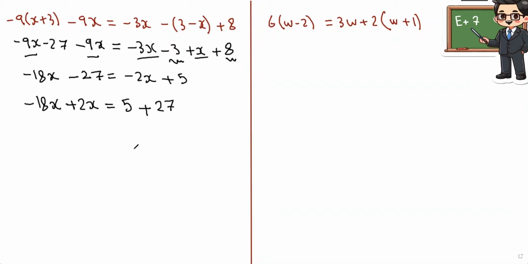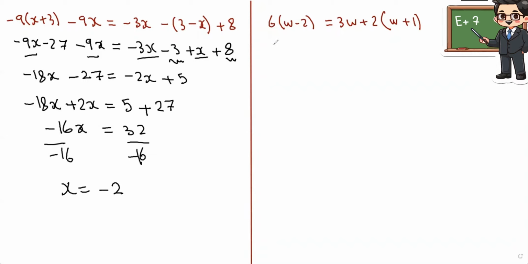Now simultaneously we did that. Negative 18x plus 2x is negative 16x equals 5 plus 27 is 32. Now divide both sides by negative 16. You get x equals negative 2.